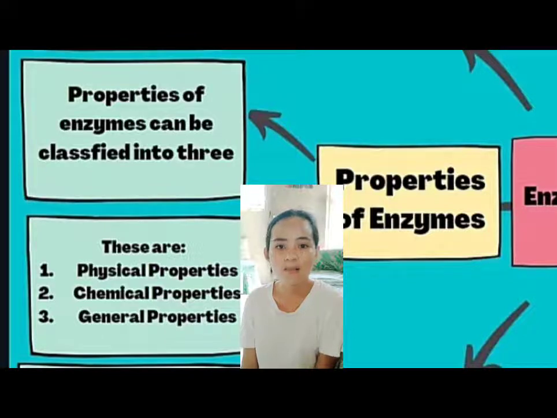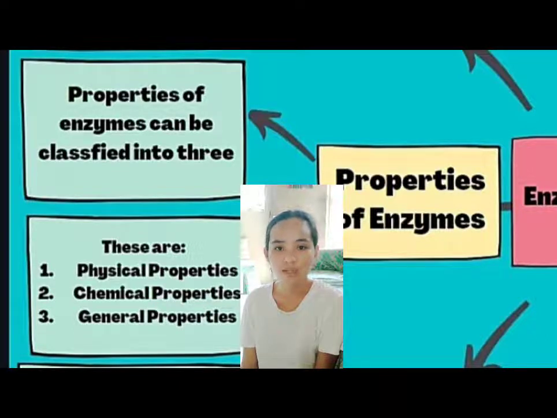For the chemical properties of enzymes, we have the catalytic properties, in which enzymes are biological catalysts. A small quantity of enzymes catalyzes larger quantities of substances. And we also have the specificity of enzymes, in which enzymes are highly specific in nature, particularly a particular enzyme can catalyze a particular reaction. For example, enzyme sucrase can catalyze only hydrolysis of sucrose.